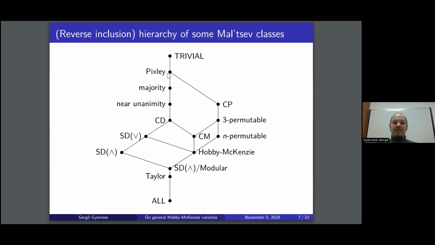There are other similar joins here that are indeed joins. So Pixley is kind of defined as majority join with CP. But I don't think it will be true that CD join CP is Pixley again.